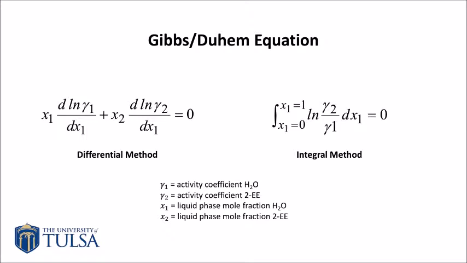be less than 0.10. For the integral method, the natural log of gamma 2 divided by gamma 1 must be calculated and plotted versus x1 and fit with a polynomial equation. The polynomial can then be analytically integrated and used to solve this equation. For the data to be considered thermodynamically consistent, the value of the integral must be equal to 0.